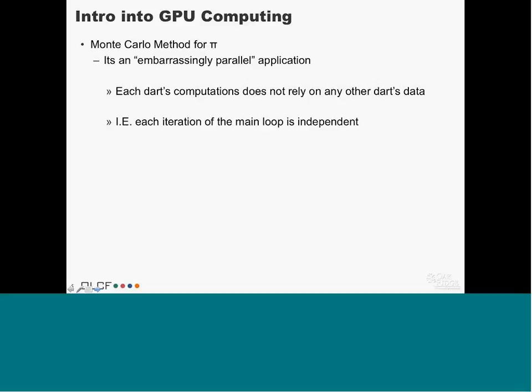I chose this because the Monte Carlo method is embarrassingly parallel. By that I mean each of the operations it takes to test if a point is in the circle can be done completely independently of all the other points, so no data is shared between iterations of the loop.